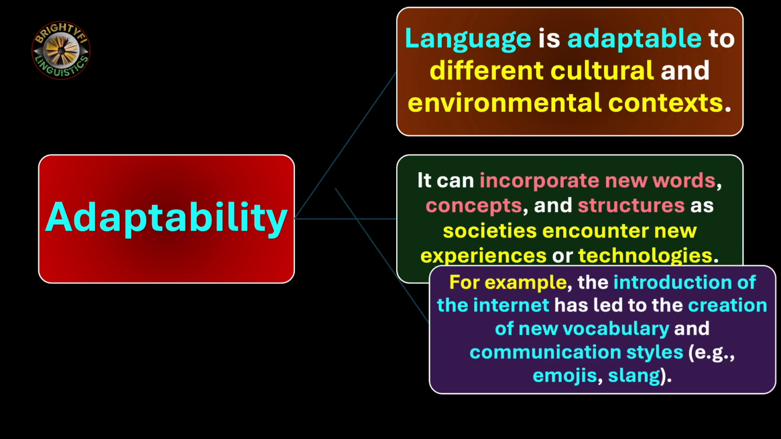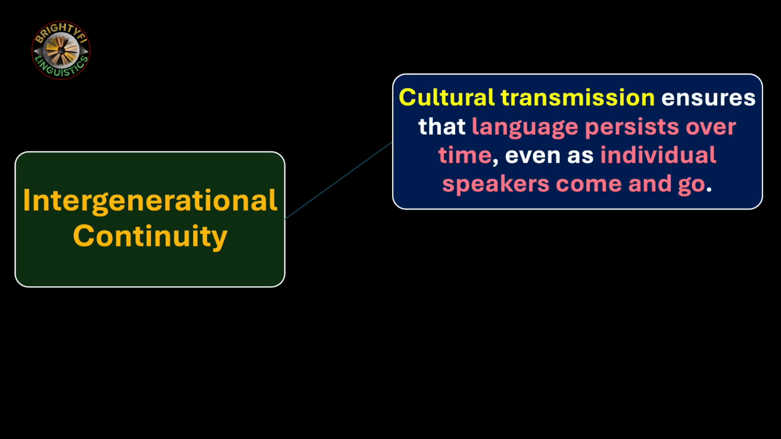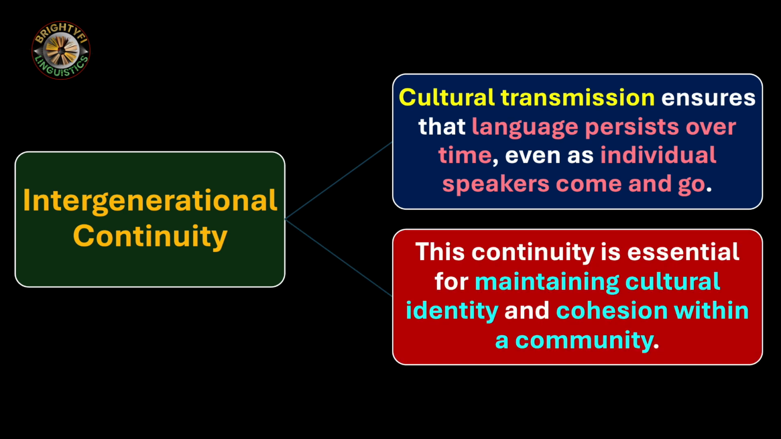We have another point. For example, the introduction of the internet has led to the creation of new vocabulary and communication styles. For example, we have different types of emojis and slang words. The last point in this direction is intergenerational continuity. What is this? Cultural transmission ensures that language persists over time, even as individual speakers come and go. This continuity is essential for maintaining cultural identity and cohesion within a community.